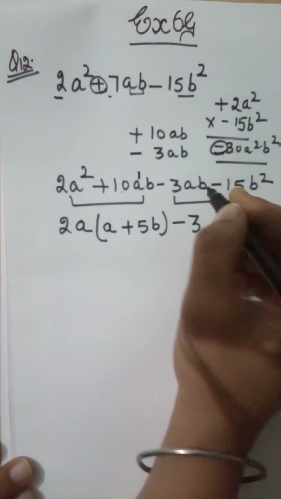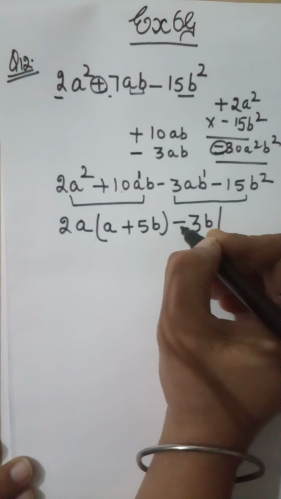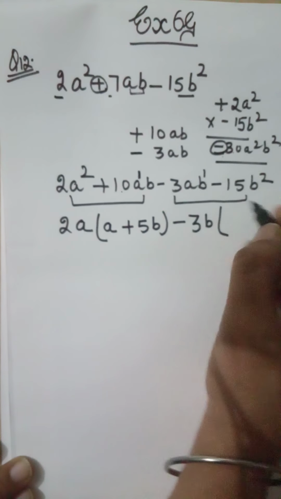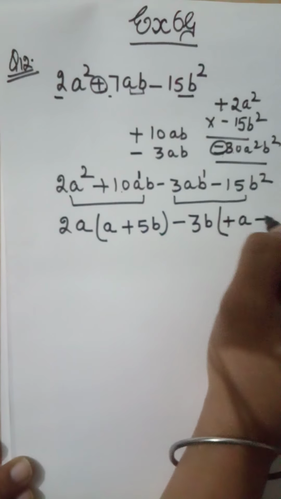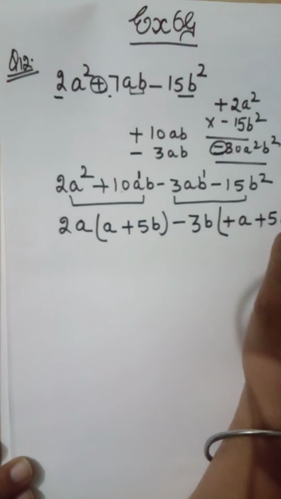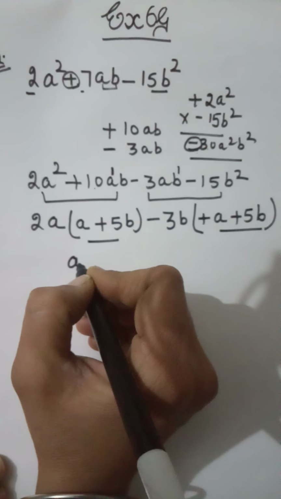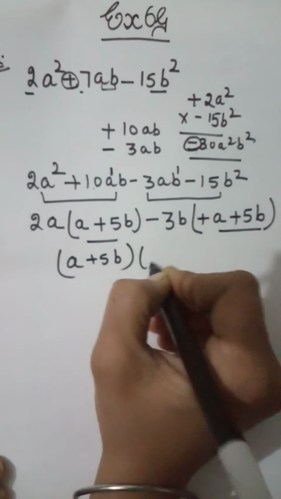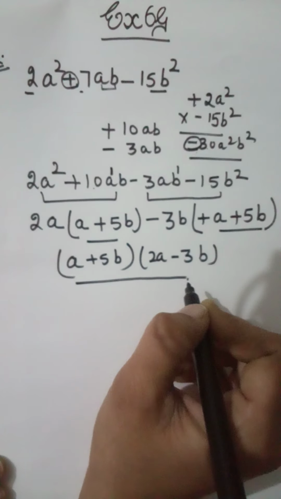Now 3 is common and here is b1, here is b2. b is common. Then what is left? Because minus sign is common, both the signs inside the bracket will be plus. 3 is common and b is common. We are left with a plus 3 5s are 15, b2 and b1 is common, so b is left. So this a plus 5b is common. A plus 5b is common. Then what is left? 2a minus 3b. This is the answer of the question.